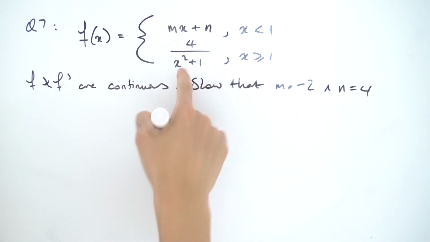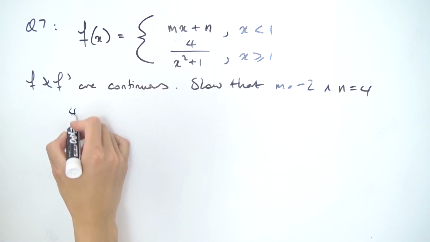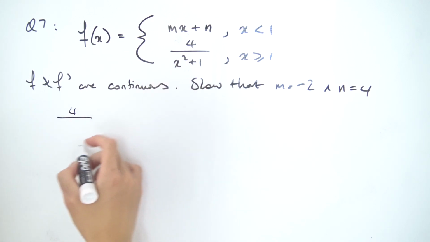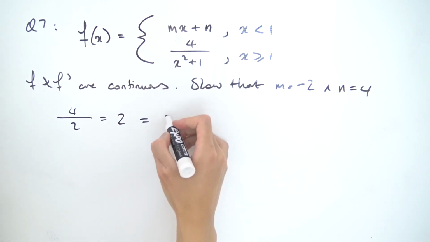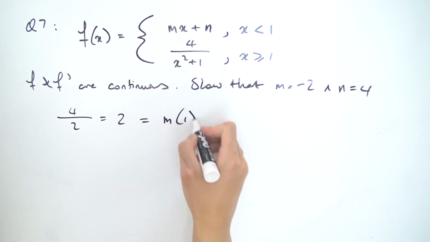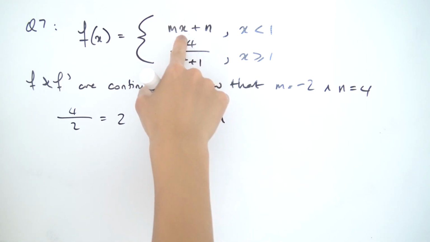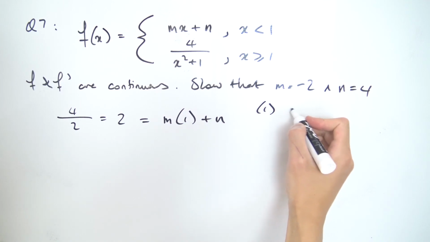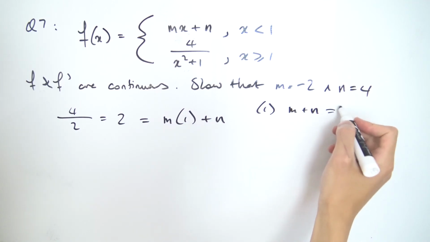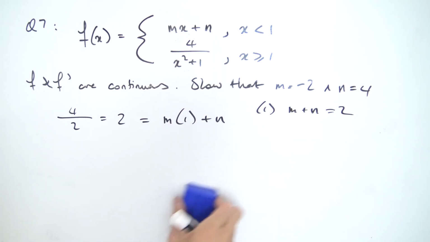So if you plug 1 into here, you're going to get 4 over 1 plus 1, which is 2. And that should be equal to m times 1 plus n. So you're plugging 1 into here. So we get your first equation, which is m plus n is equal to 2. So that's if f is continuous.